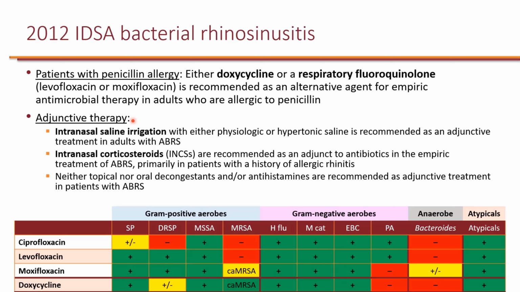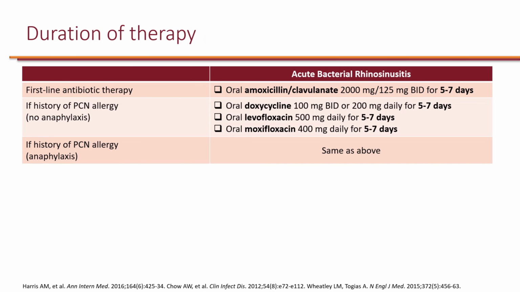So intranasal saline irrigation and intranasal corticosteroids can be helpful in conjunction with antibiotics. The IDSA does not recommend topical or oral decongestants, and they also do not recommend antihistamines specifically for bacterial rhinosinusitis because of lack of efficacy. Lastly, the duration of therapy for acute bacterial rhinosinusitis is 5 to 7 days regardless of which agent is used.